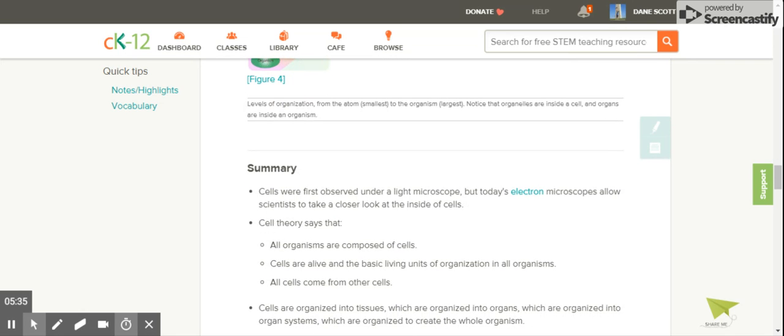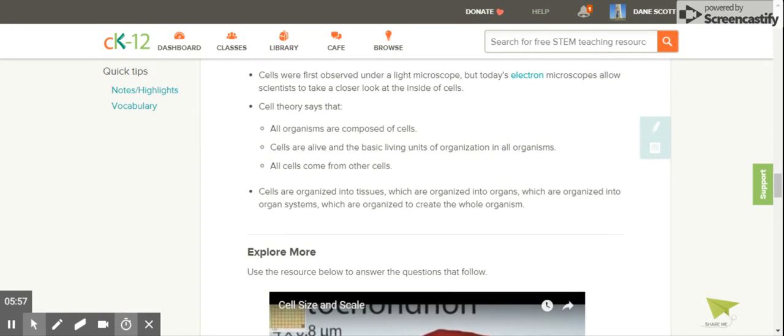Summary. Cells were first observed under a light microscope, but today's electron microscopes allow scientists to take a closer look at the inside of cells. Cell theory states that all organisms are composed of cells. Cells are alive and the basic living units of organization in all organisms, and all cells come from other cells. Cells are organized into tissues, which are organized into organs, which are organized into organ systems, which are organized to create the whole organism. It's a lot of organization.